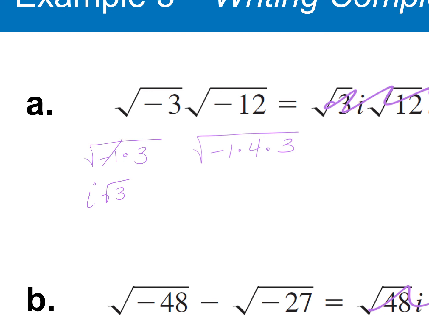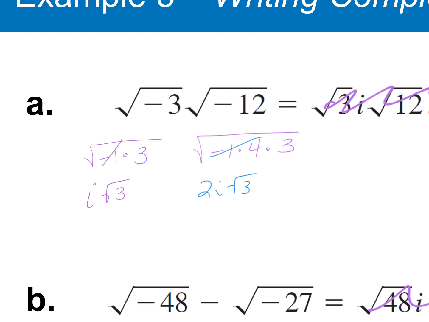So what could I take out of negative 12? What's the square root of 4? 2. What's the square root of negative 1? i. So this would become 2i square root of 3. So now you can combine these. Could I add these two together? They're both imaginary, right? How do you know they're both imaginary? They have the i's, and they both have the same square root, right? So if I added these, it'd become what?